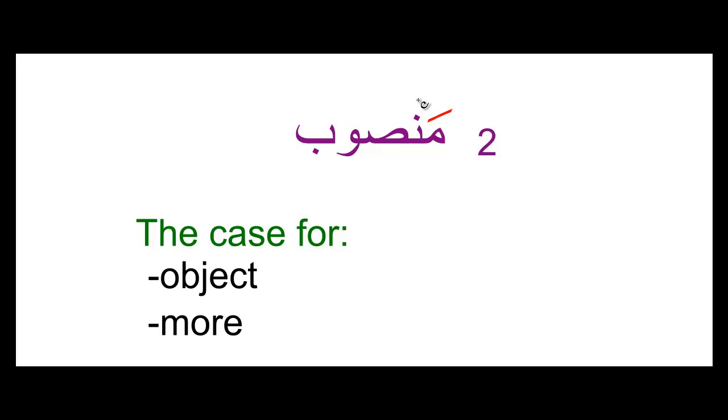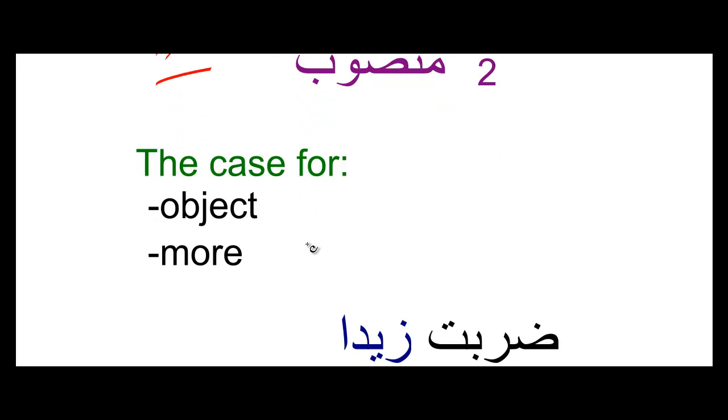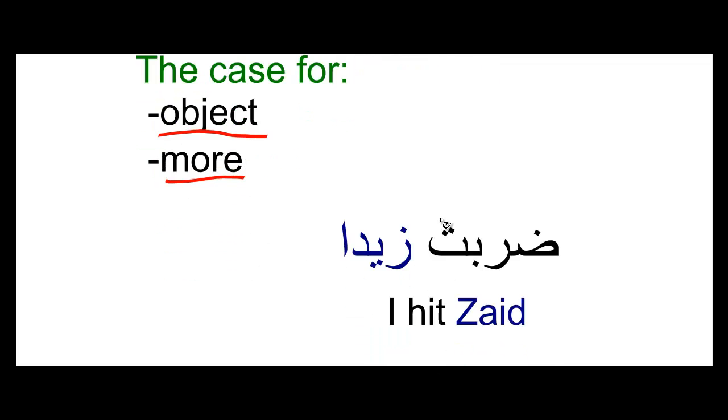Secondly, we have mansoob. And mansoob is identified by fatha. And it is the case for objects and other things as well, but I won't mention those, just to keep things simple. So for example, here we have darabtu, I hit. The tu is I. Darabtu Zaydan.